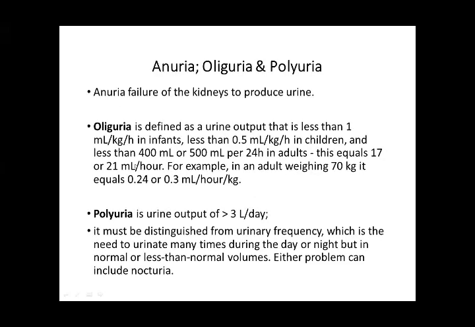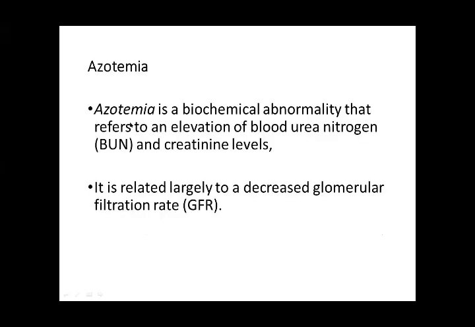So let us see what azotemia is. It is elevated blood urea nitrogen and creatinine level. It is a biochemical abnormality with raised urea and creatinine levels. Raised blood urea nitrogen, BUN, and creatinine level. It is largely related to glomerular filtration rate. Let me explain this further.